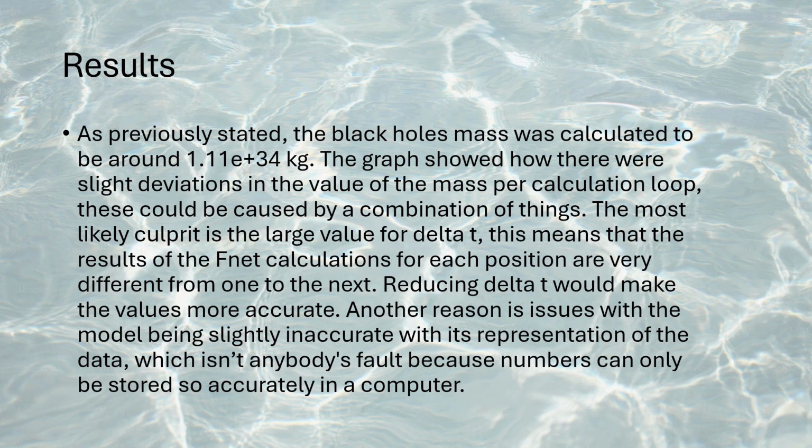Previously stated, the black hole's mass was calculated to be around 1.11 times 10 to the 34 kilograms. The graph showed that there were slight deviations in the value of the mass per calculation loop. These could be caused by a combination of things. The most likely culprit is a large value for delta t. This means that the result of the F net calculations for each position are very different from one to the next. Reducing delta t would make the values more accurate. Another reason is issues with the model being slightly inaccurate with representations of the data, which isn't anybody's fault, because numbers can only be stored so accurately in a computer.